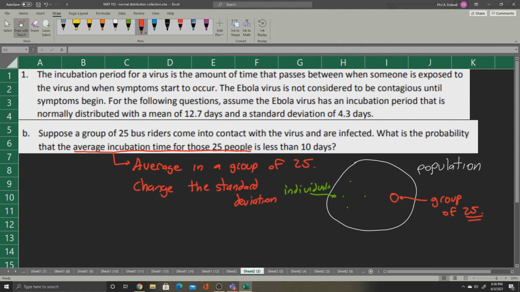The standard deviation says 4.3 days, but that's for individuals. If we're looking at a group of people, the standard deviation will change. Instead of using a standard deviation of 4.3, we will now say that our standard error is equal to the original standard deviation divided by the square root of n, where n is the size of the group we're looking at.